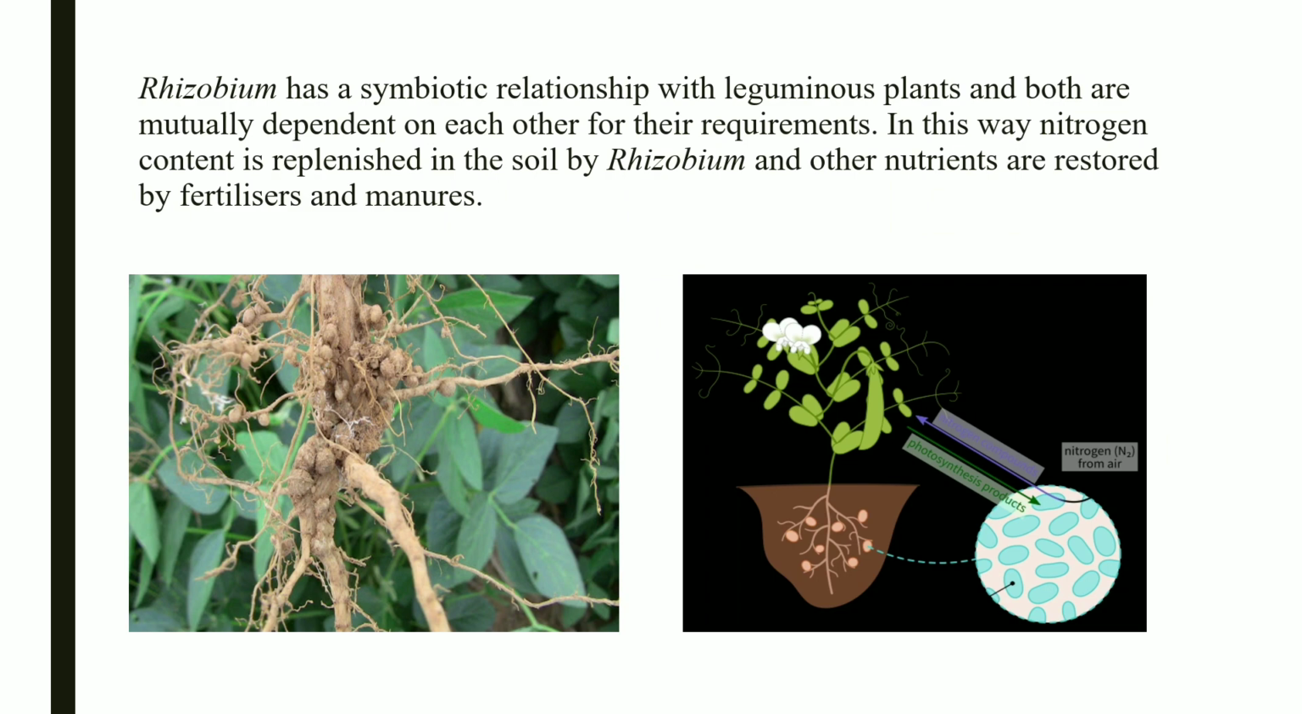So this is a very good example of symbiotic relationship, and in this way nitrogen is restored in the soil. So see, two diagrams are there. The first one is the root nodules of leguminous plants, and the second one shows that in root nodules Rhizobium bacteria are present, which fix atmospheric nitrogen and give that nitrogen to the soil and to the plants. And the plant does photosynthesis and gives food to the Rhizobium bacteria.